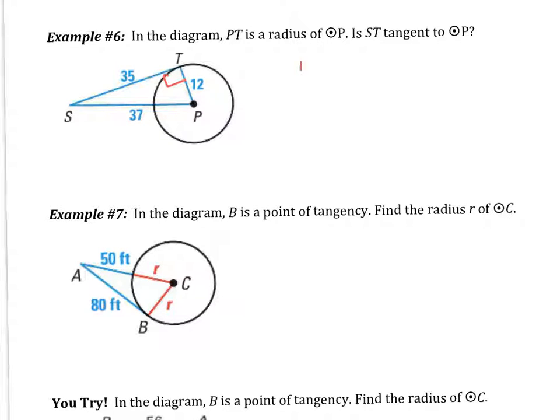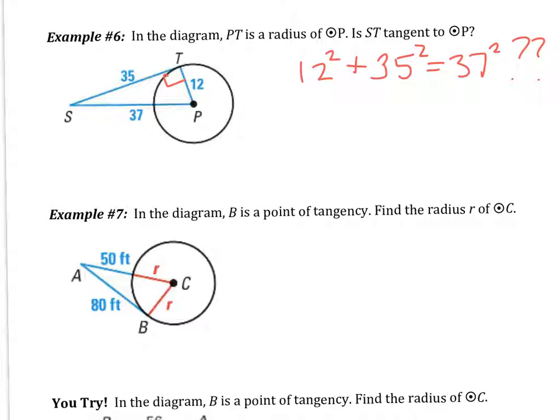So basically, if 12 squared plus 35 squared does equal 37 squared, as in if a squared plus b squared does equal c squared, what type of triangle is it? A right triangle. So this is what the question is asking: is it a right triangle? If you get a yes, then it's a tangent line. If you get a no, then it's not a tangent line.